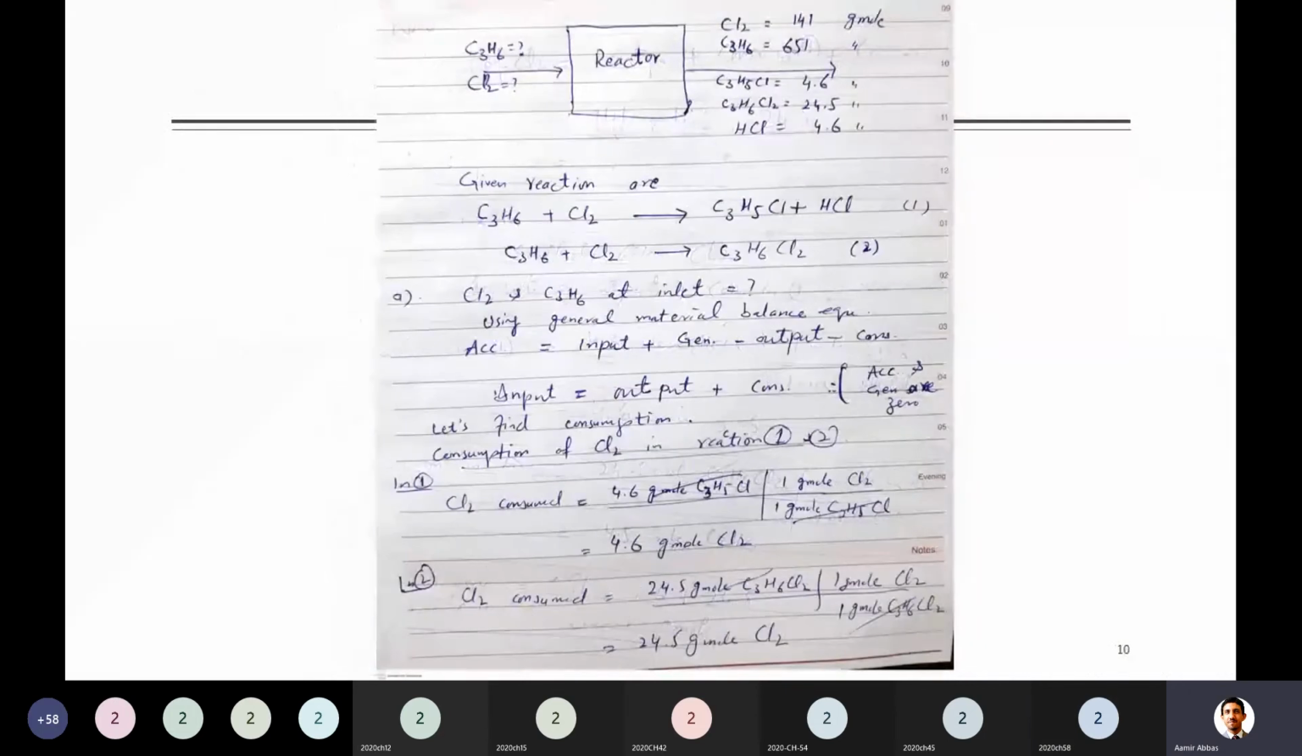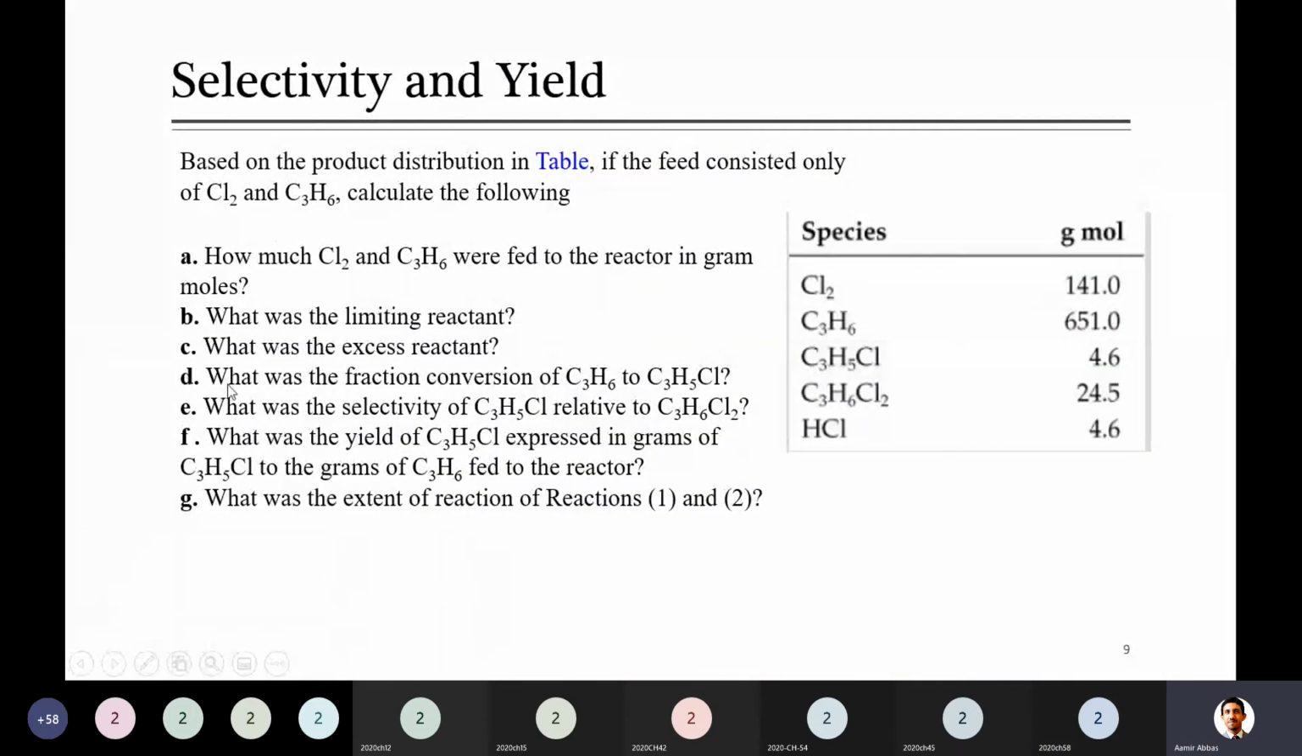E part is about selectivity. So if you go back, what is asked in the question? What was the selectivity of C3H5Cl relative to C3H6Cl2? Selectivity, you just studied, is usually the ratio between the moles of the desired product to the moles of undesired product, and here the question asks for the selectivity of C3H5Cl relative to C3H6Cl2. What does that mean? You have to find the moles of C3H5Cl to the moles of C3H6Cl2. So can you tell me what will be the value here by looking at the table?